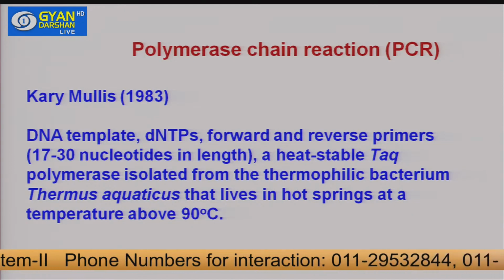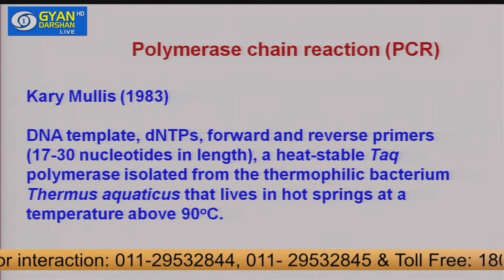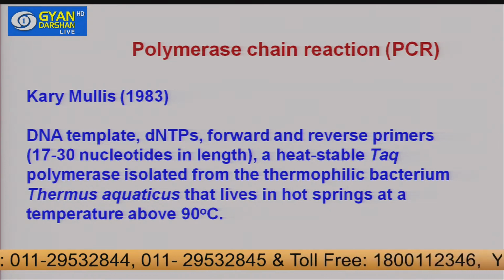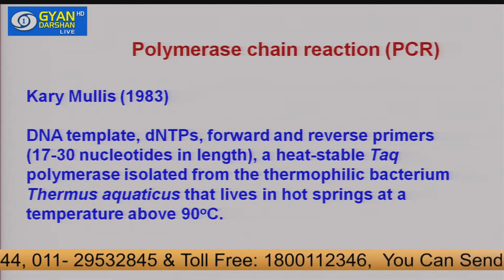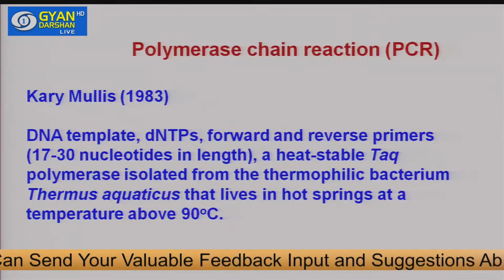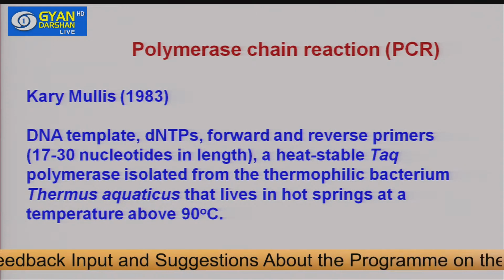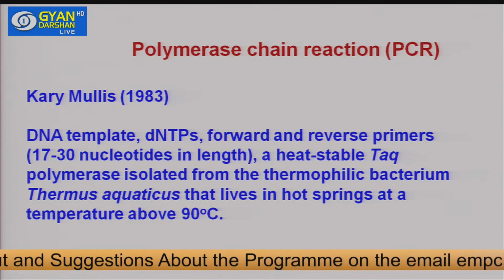Next we go to two very important techniques. These are very much allied techniques. One is PCR and another is RT-PCR, that is polymerase chain reaction and reverse transcriptase polymerase chain reaction. Now polymerase chain reaction, Kary Mullis in 1983, he got the Nobel Prize for the discovery of the polymerase chain reaction. Now in a PCR reaction, what are the components that you need to use?